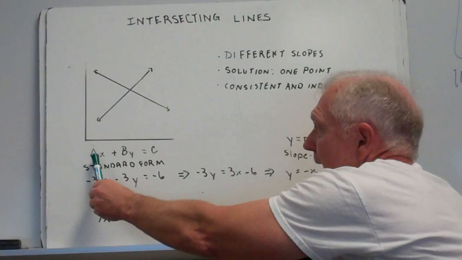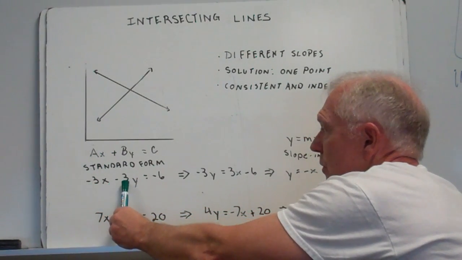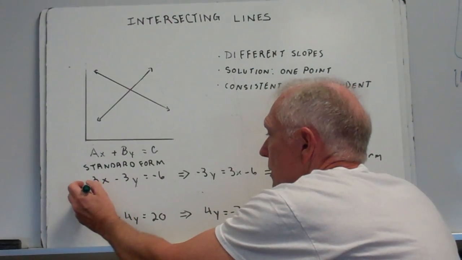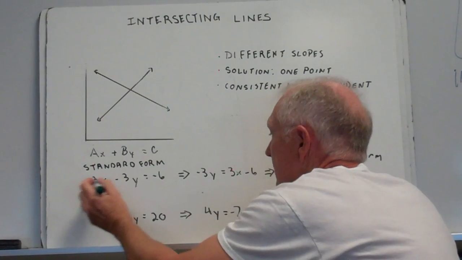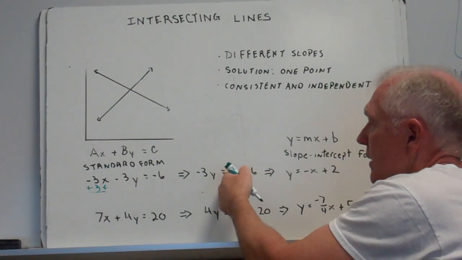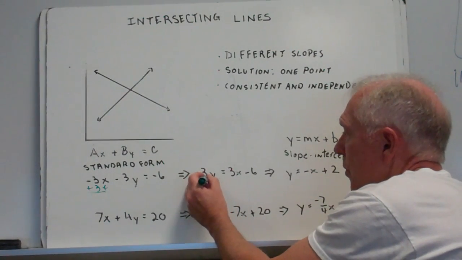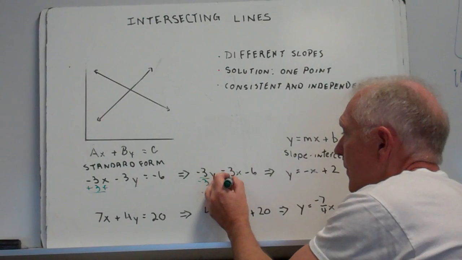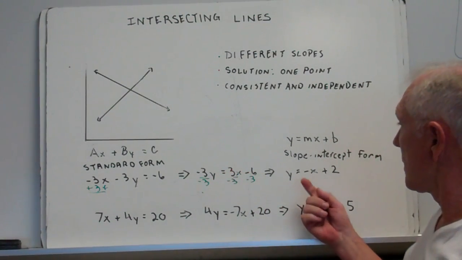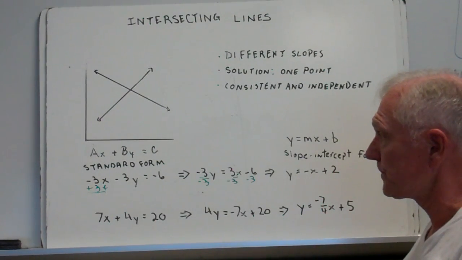Standard form is ax plus by equals c. So my equation is 3x minus 3y equals negative 6. First thing I do is add 3x to both sides. So you can see that I have now negative 3y equals 3x minus 6. Now to get y by itself, I will simply divide everything by negative 3. So my final equation in slope-intercept form is y equals negative x plus 2.